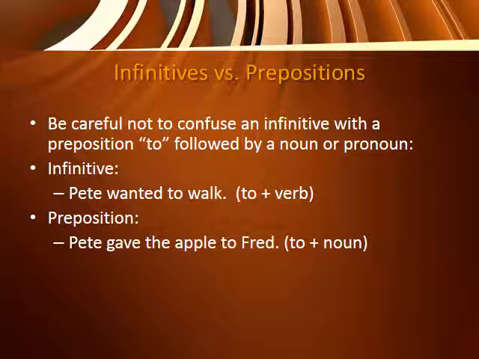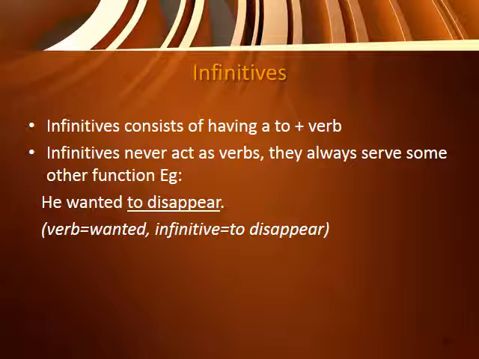Pete gave the apple to Fred. You can actually have it with a noun also, as long as there's no article between to and the noun. That makes it an infinitive. He wanted to disappear. If you have a noun or a verb after the word to, then it becomes an infinitive.